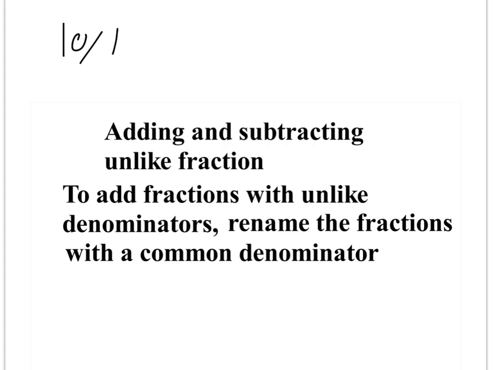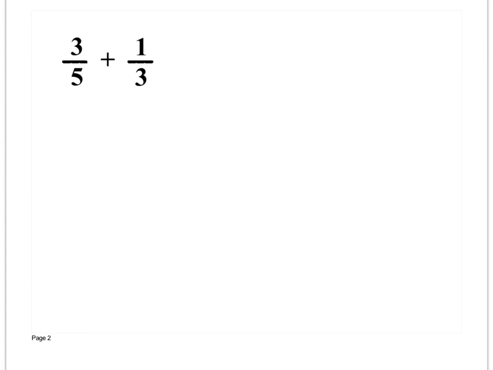I have a problem like this. 3/5 plus 1/3. What's my least common denominator? 15. In this case, it is the numbers times each other. That is not always the case. You'll see the problem next where that is not the case. The least common denominator is not those numbers times each other. But if you don't know the least common denominator, then multiply the two denominators. In this case, it is the least common denominator.